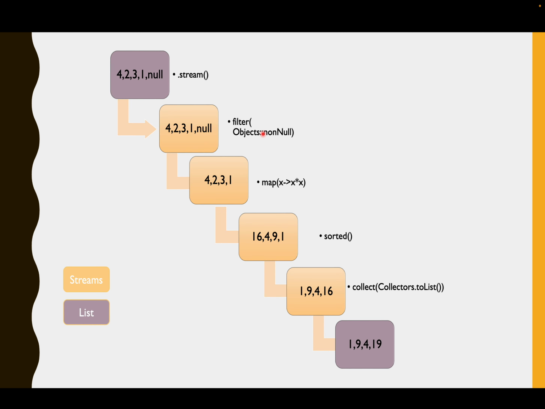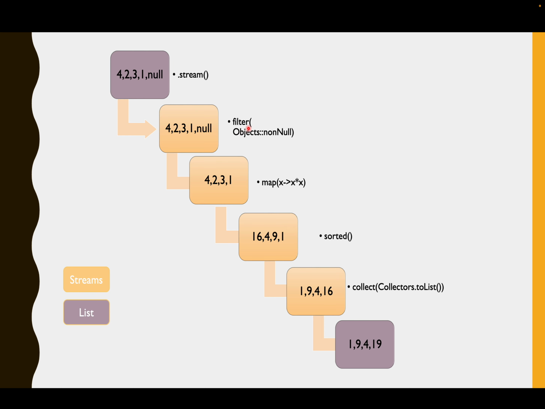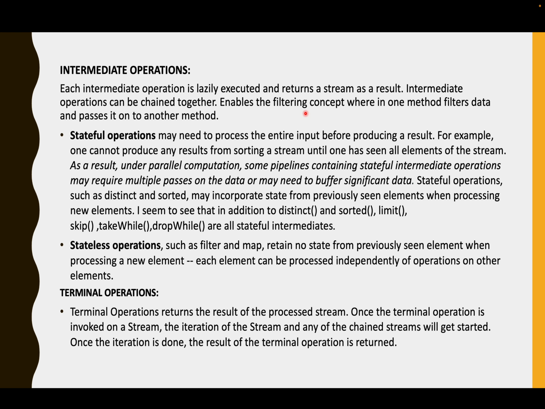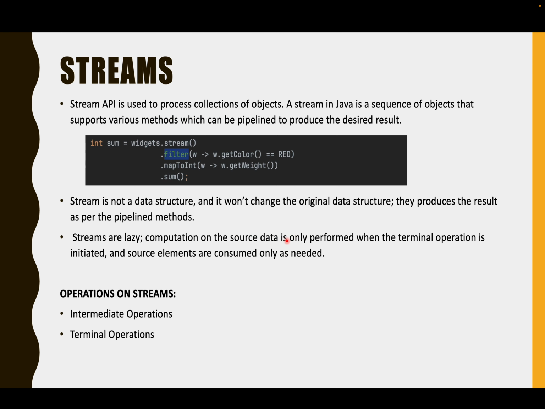If you see here, we are chaining the intermediate operations, and this enables the filtering concept wherein one method filters data and passes it on to the other method. The filter intermediate operation performs its operation and provides its output to this stream, and again map performs what it needs to do and provides its output to this stream, sorted, and again sorted will perform its operation and provide it to the next stream. So one method passes its data to another method.